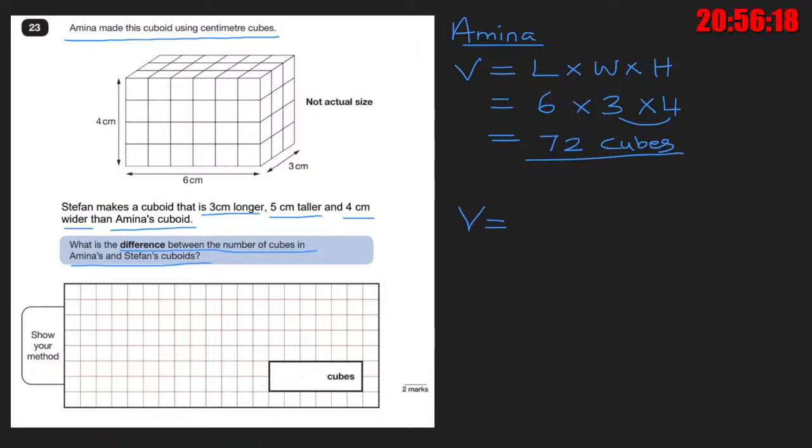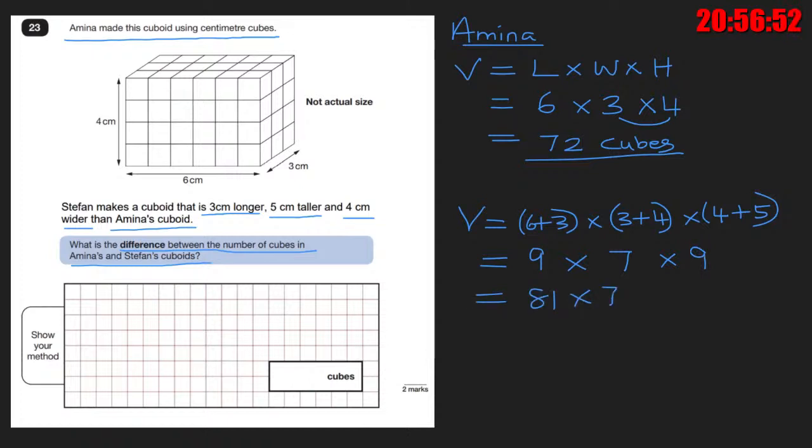3 centimeters longer, so you need to add 6 plus 3, times the previous width, which is 3, and the width is added by 4, so 3 plus 4, and times the previous height, which is 4, and it's taller by 5. Careful, don't make any careless mistake. So 6 plus 3 is 9, times 3 plus 4 is 7, and times 4 plus 5 is 9. So 9 times 9 is 81 times 7, and we can easily find out 7 and 56.